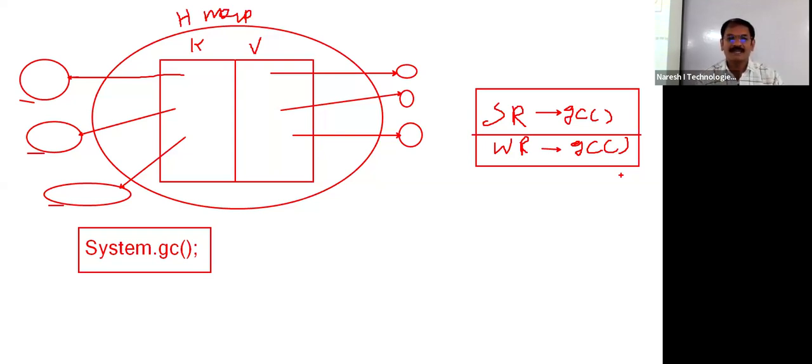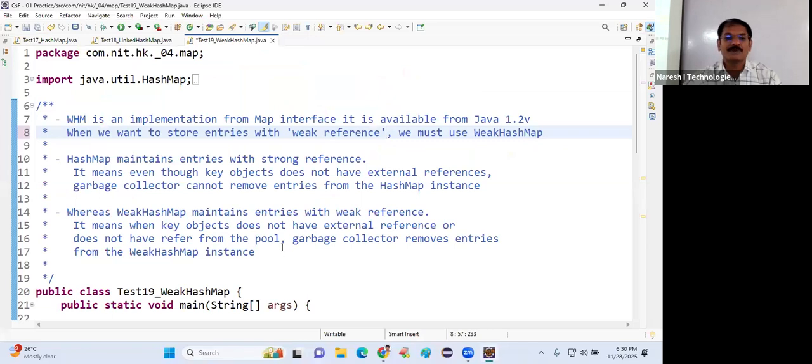Now tell me, here when I call System.gc, HashMap doesn't release the objects. If I use a WeakHashMap, and if these objects don't have an external reference, immediately all these objects are eligible for garbage collection. Is it clear? Now let me show you practically.